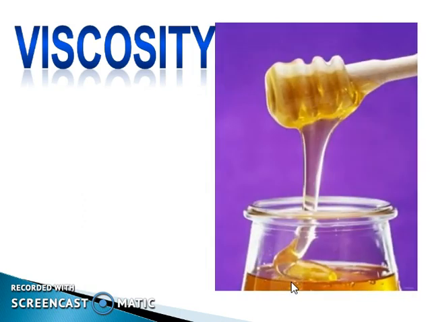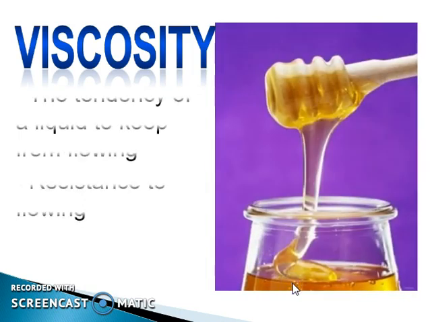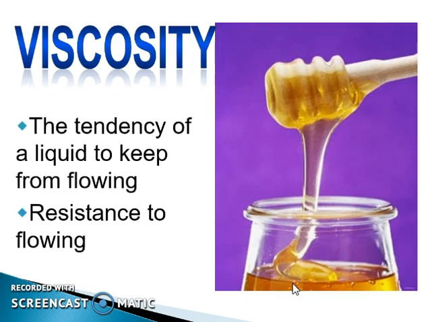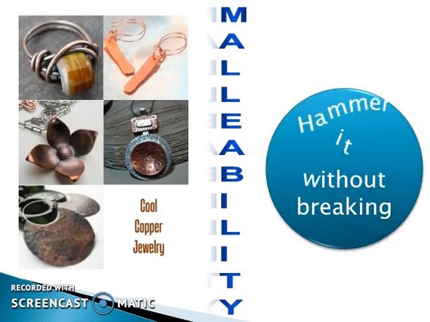Viscosity is the slowness of a substance in pouring out. It has a lot of resistance and friction between the molecules, so it's slow at pouring. Malleability is another one. All this jewelry has been hammered out or squished into certain shapes, and that means it will be squished instead of being brittle and breaking apart.